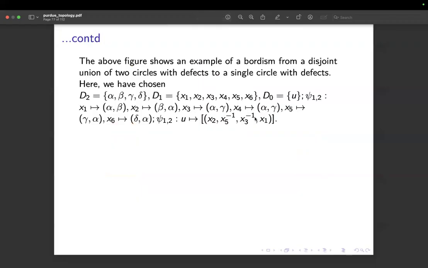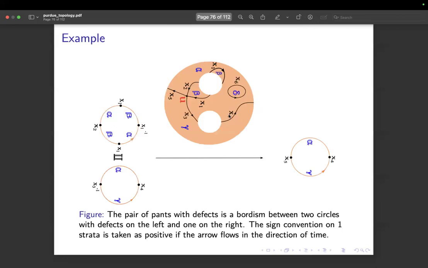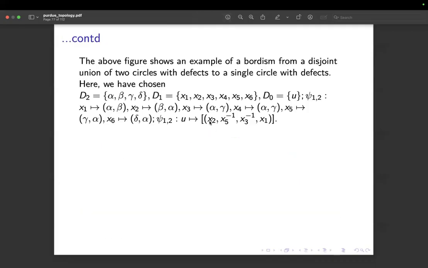So then you see that D1 has this property: D1 is the set X1 to X6, and that's what you see appearing here. It's labeling the one-dimensional stratum. These codimension one strata are also called domain walls. And the example we saw is also an example of wall crossing, actually.